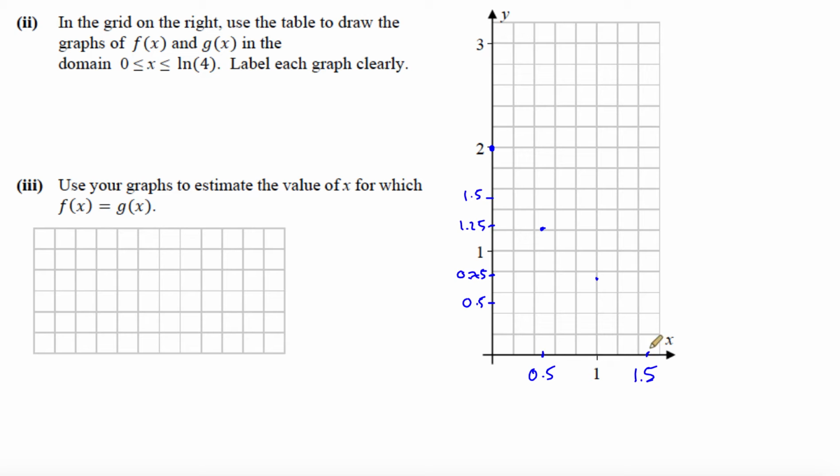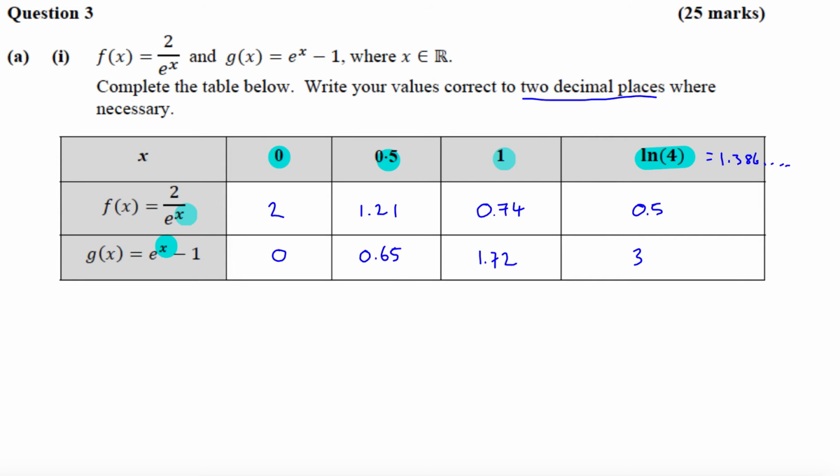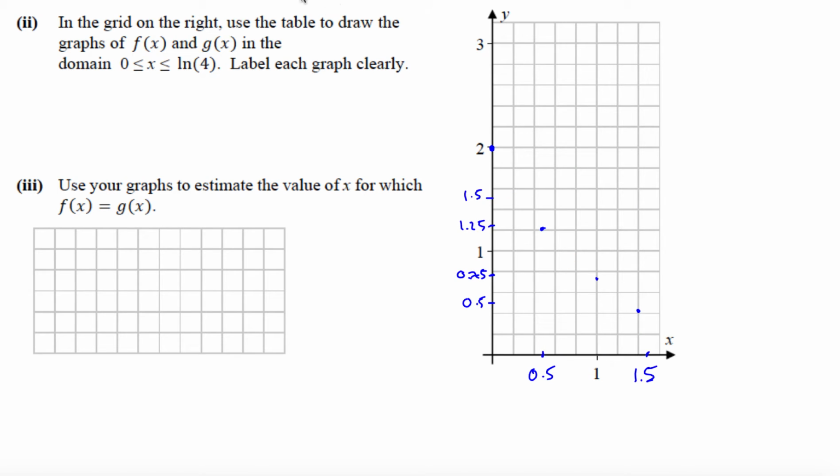So over to 1.39, so if that's 1.5, this is 1.25. So 1.39 would be somewhere like there, and we're going up to 0.5. So let's just mark it, so 1.39 would be up to 0.5. So there we go. So that's our first function, f of x.